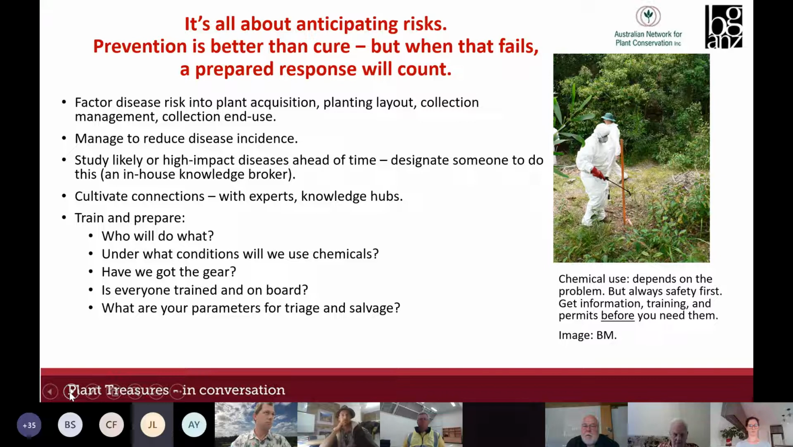Cultivating experts is really important, and reaching out to them before you have an emergency is a good thing. But then there's training and preparation. Do you know, if you have an outbreak of disease X, who's going to do what? Are you in a position to consider using chemicals? Is that a reasonable response to take? And if so, have you got the gear? Are people trained and on board about doing that? And more broadly, with your collection, because it's a valuable asset, what are your parameters for triage and salvage of that collection? If it's a threatened species, what are you going to do with the surviving material, and are you going to shift it to another location? Things like that. Next slide, please.